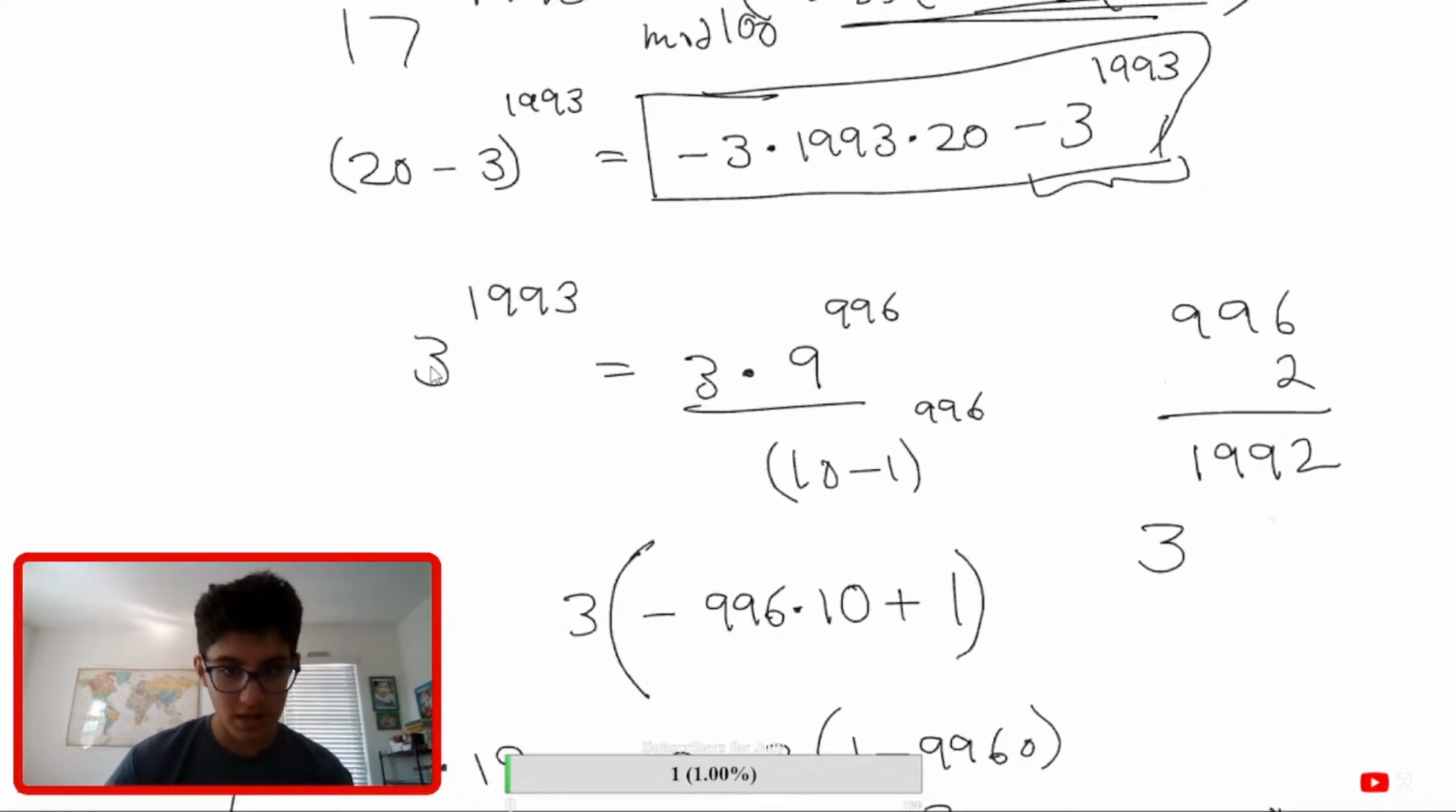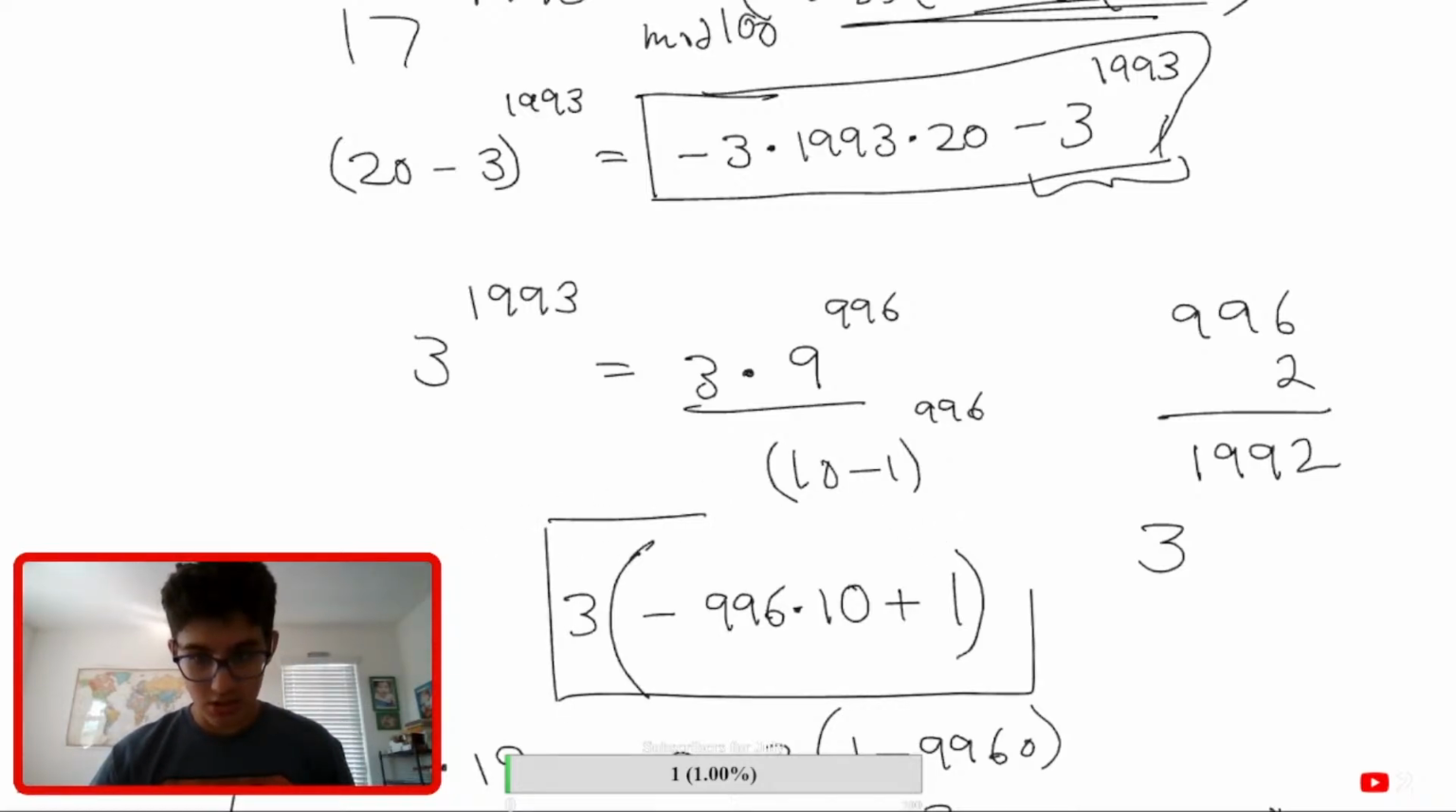Yeah, okay, so that part is correct. This expansion seems right as well because it's negative 1 to the 996, so that will be plus 1. Negative 996 times 10. Again, that seems right. So this step seems right. Okay, this checks out. At the same time, this also seems right.